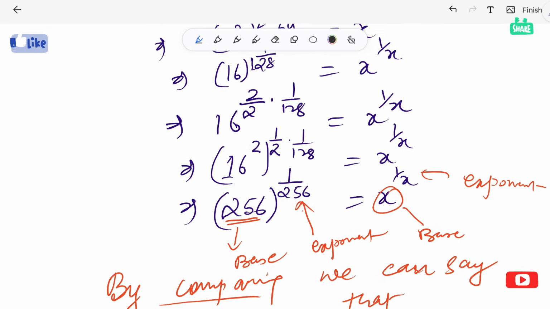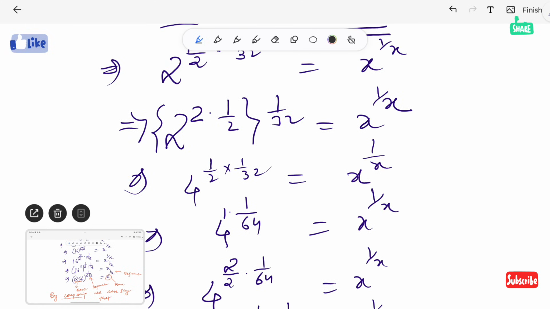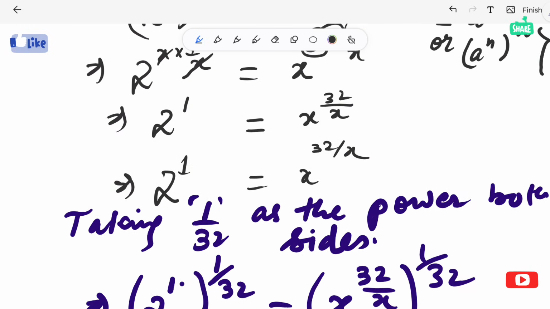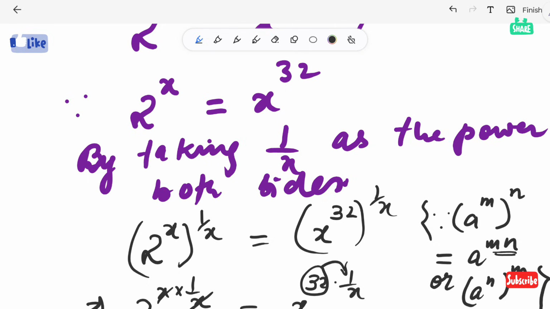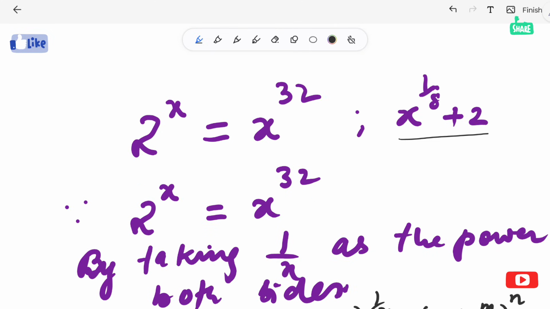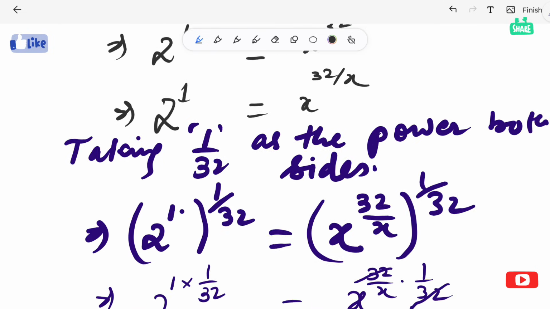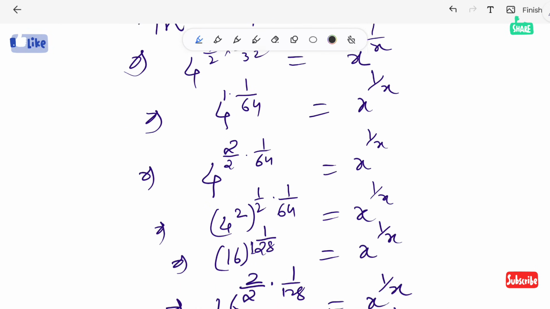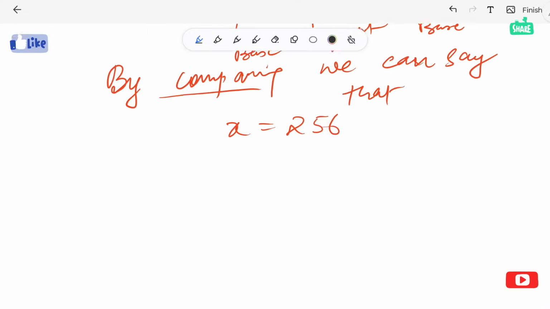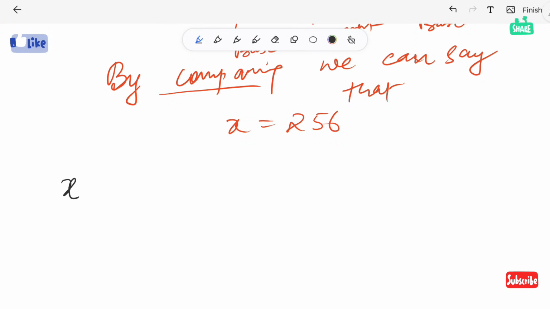Now what do we need to calculate here? We have to calculate the value of x to the power 1 by 8 plus 2. So we got the value of x. I need to calculate x to the power 1 by 8 first of all. Now x to the power 1 by 8 means 256 to the power 1 by 8, isn't it? Because x is equal to 256.